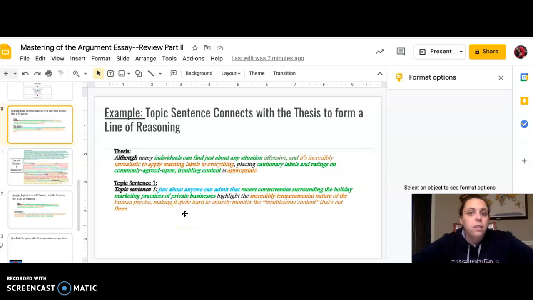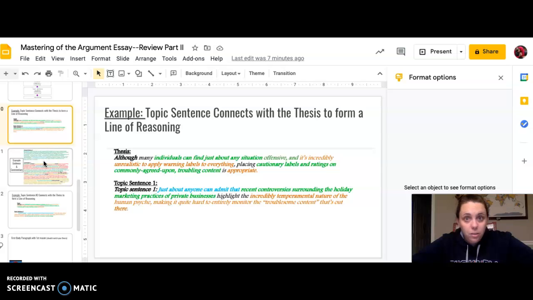So he has a lot of things he's going to cover in this essay. He's going to cover cautionary labels and ratings, and about how when it's agreed upon it's appropriate, but he's also going to cover how humans have an issue with being offended by everything. And that's what he's going to start talking about here in his first paragraph.